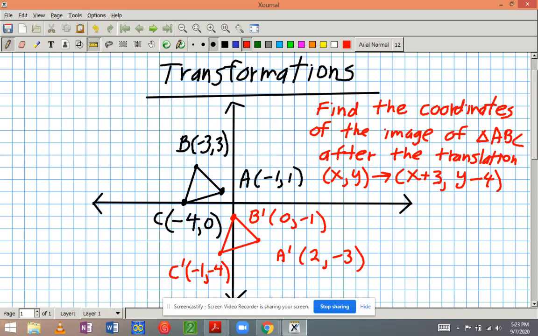So there you go. That's all I need to know about transformations at this point. So take a look at the homework, and good luck.